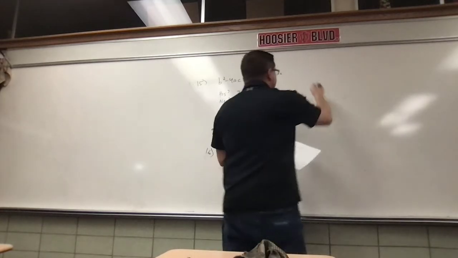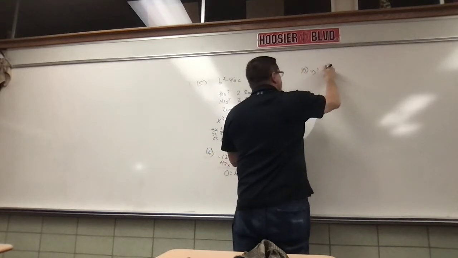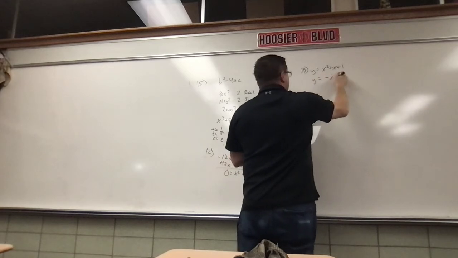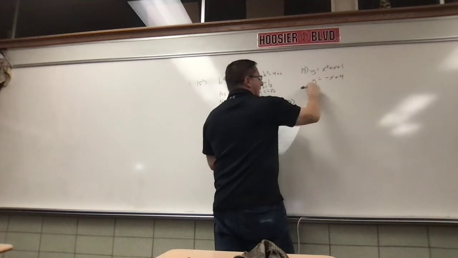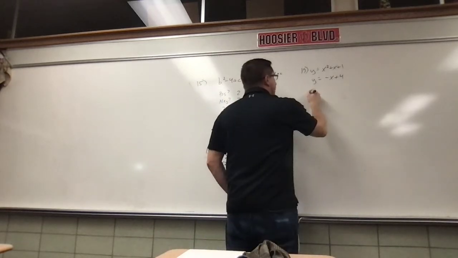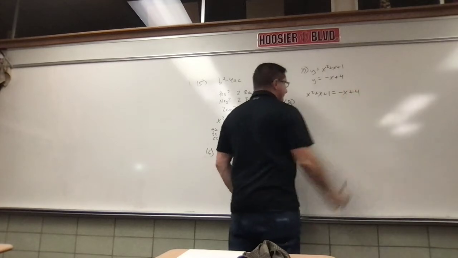Okay, solve the system. This is one of the tougher questions, I think. y equals x squared plus x plus 1, and y also equals negative x plus 4. If y equals trash and y equals garbage, trash equals garbage. So let's set those equal to each other: x squared plus x plus 1 equals negative x plus 4.